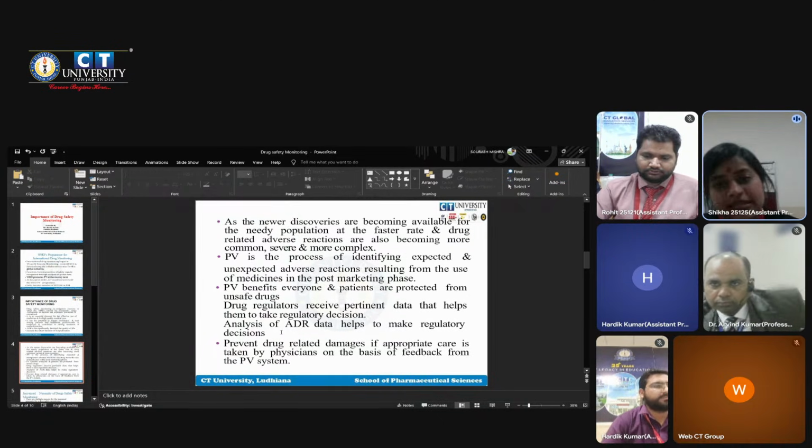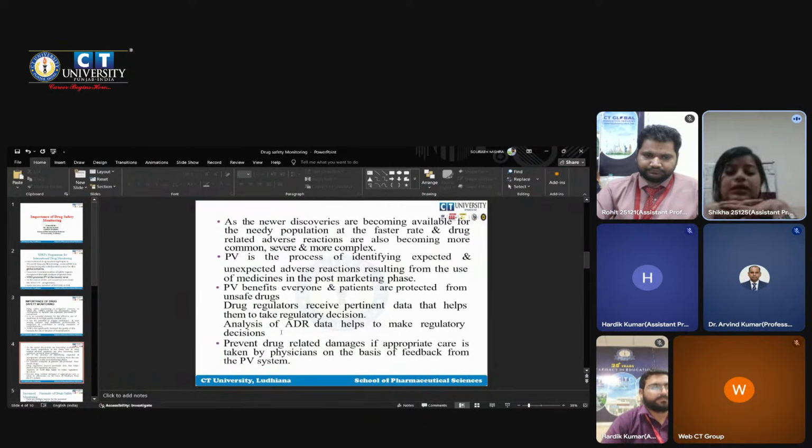Next, pharmacovigilance benefits everyone, and patients are protected from unsafe drugs. If a drug is unsafe for any patient, then the data is collected and reported to pharmacovigilance, PvPI. There the data is analyzed. If the level of ADRs is high with the same drug, then strict action is taken on that drug. So that's why it will benefit everyone. Pharmacovigilance will benefit everyone, and the patients are protected from the unsafe drug.